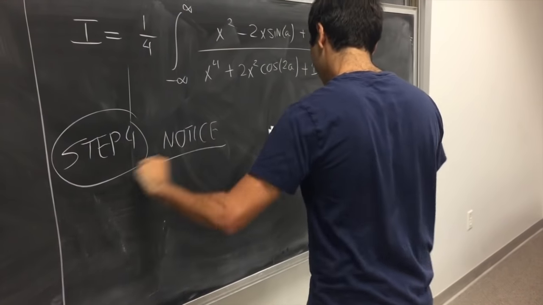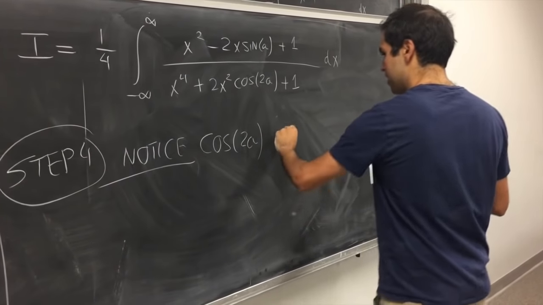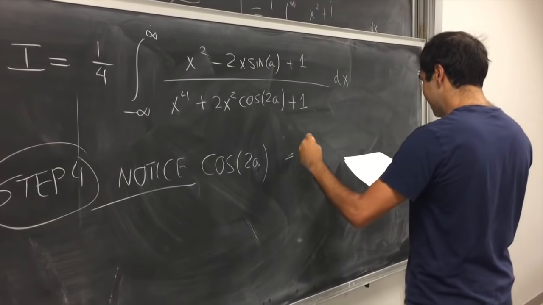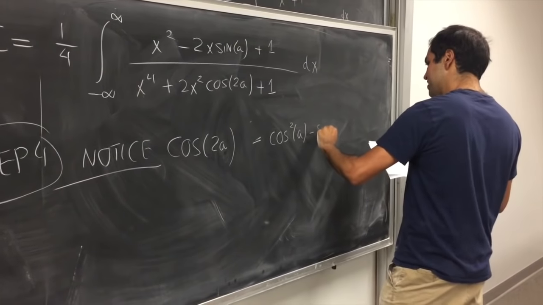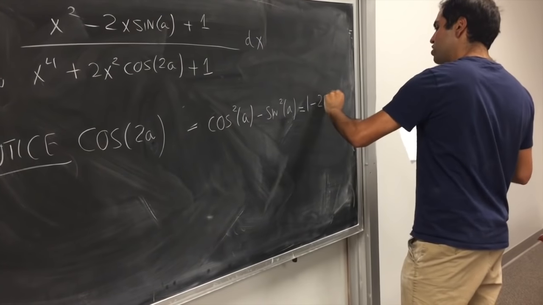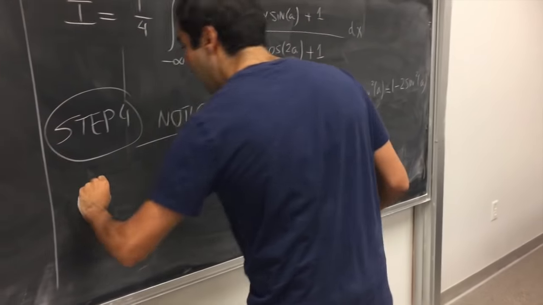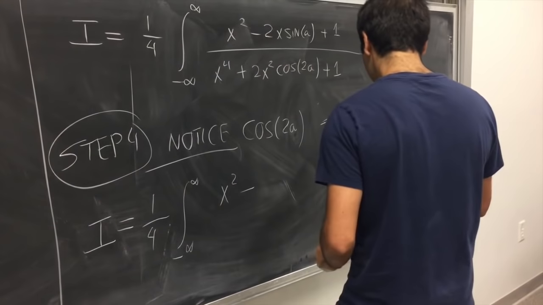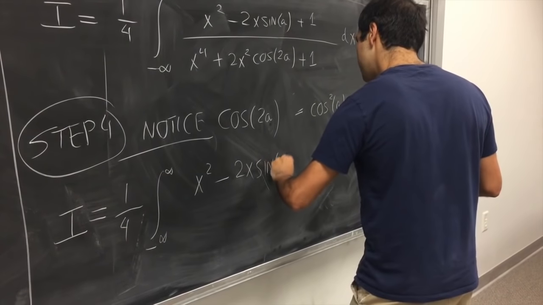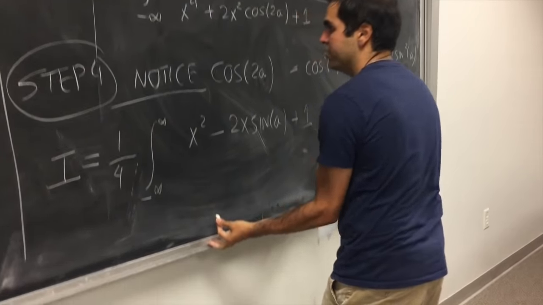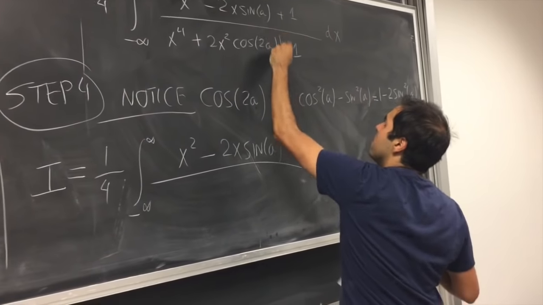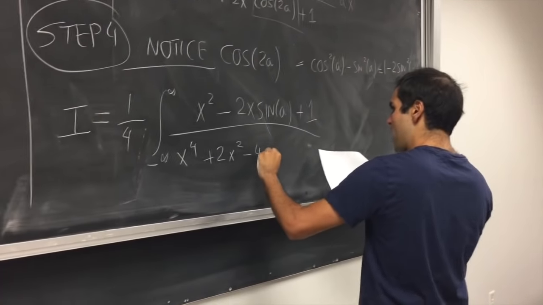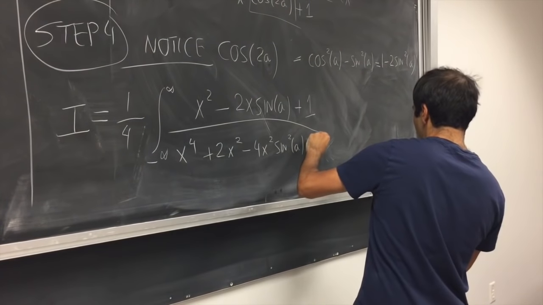So notice, cosine of 2a, by the way, this is why we chose a to be pi over 4, because we want a 2a here, so we can expand that out. So cosine squared of a minus sine squared of a, and that's the same thing as 1 minus 2 sine squared of a. What does that tell us? I becomes 1/2 integral from minus infinity to infinity of x squared minus 2x. Again, leave the numerator as before. Minus 2x sine a plus 1. But this time, expand out this thing, this junk, which becomes x to the fourth plus 2x squared minus 4x squared sine squared of a plus 1.